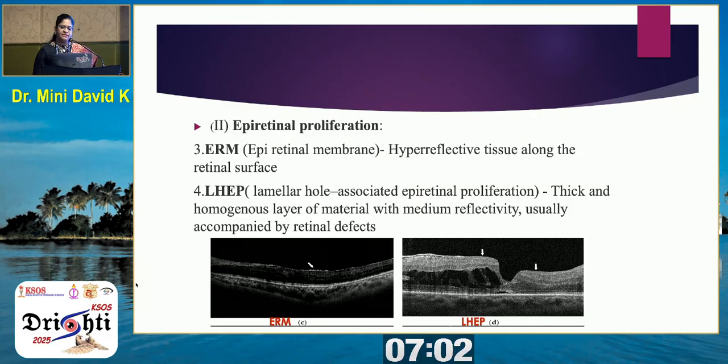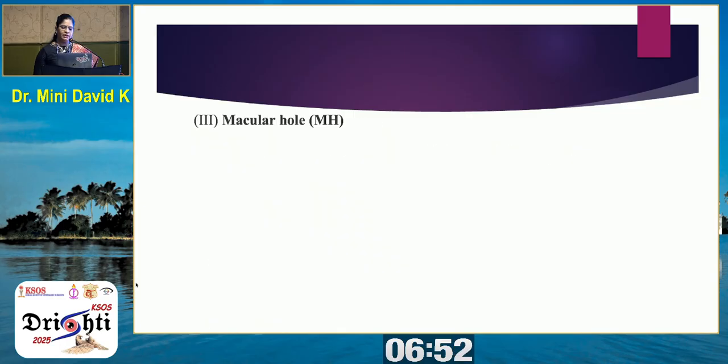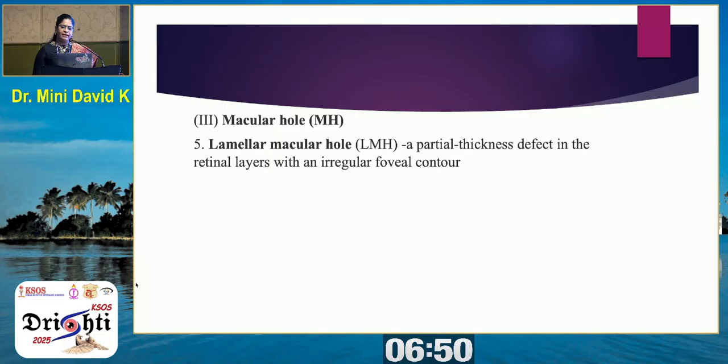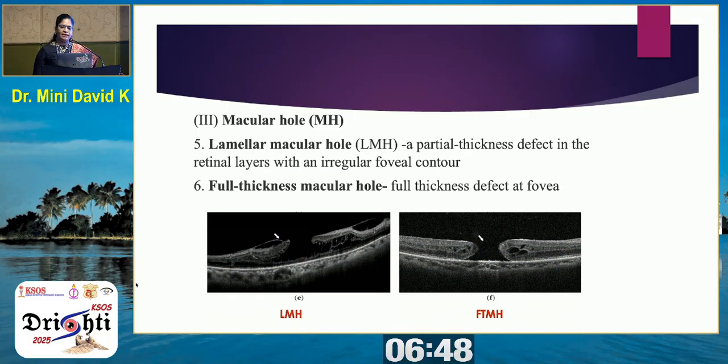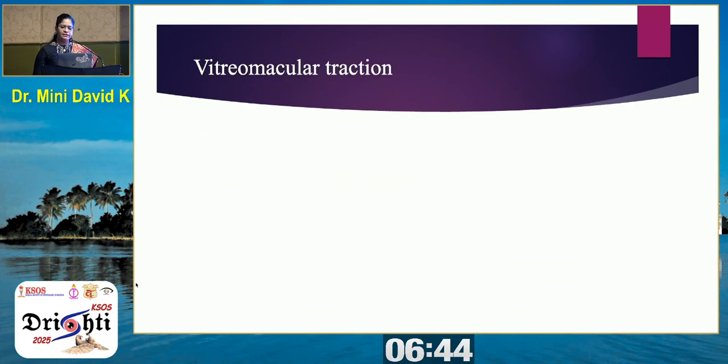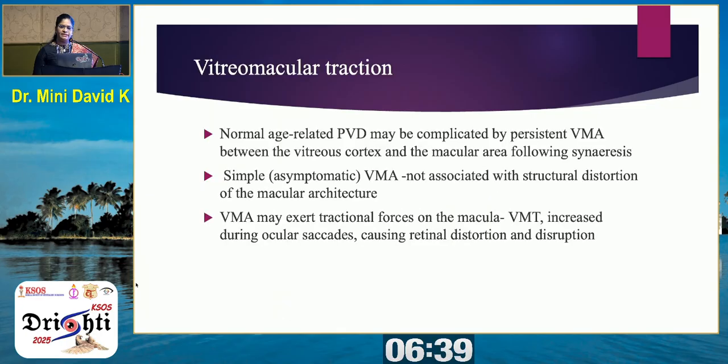ERM is the hyperreflective tissue along the retinal surface, and LHEP is the thick and homogeneous layer of material with medium reflectivity, usually accompanied by retinal defects. Next is macular hole. It can be lamellar hole or full thickness macular hole. Lamellar hole is a partial thickness defect in the retinal layers, and full thickness hole is a full thickness defect at the fovea. Then each one in detail.